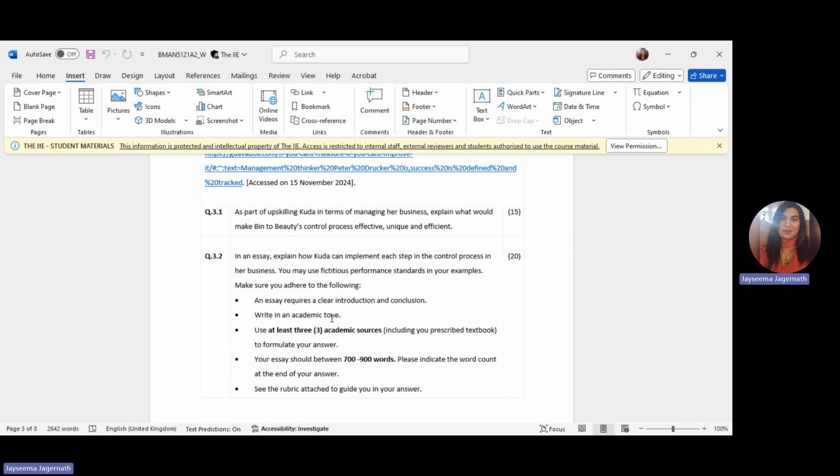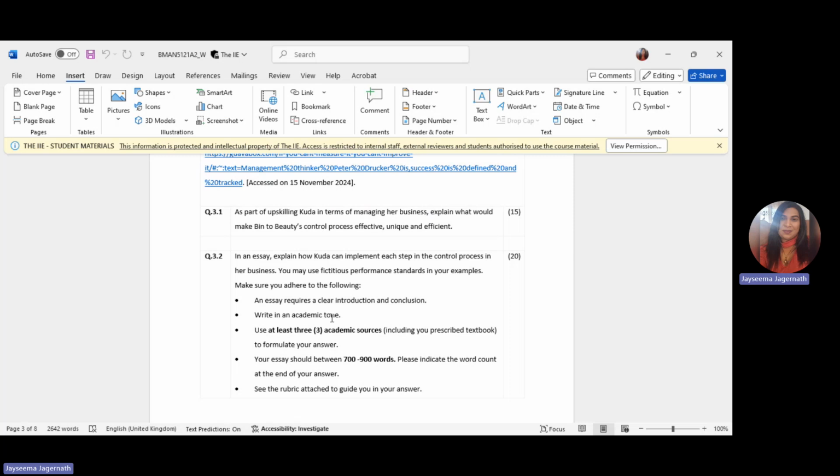You've got to apply these 4 steps to the case study and you've got to use a fictional situation, right? So link it to CUDA as you did in assignment 1 with the planning process. You're going to do the same. I'll give you an example of how to answer this. Let's just say that you feel that CUDA could make 300 bags in a week. You'll then have to follow through with that example, right?